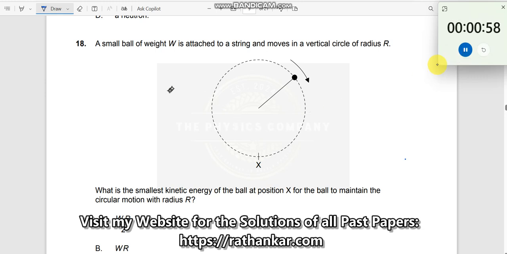Question number 18. A small ball of weight W is attached to a string and moves in a vertical circle of radius R. What is the smallest kinetic energy of the ball at X? At X, how much velocity should it have for the ball to maintain the circular motion with radius R? Now, why do you think the ball will not perform a circular motion?